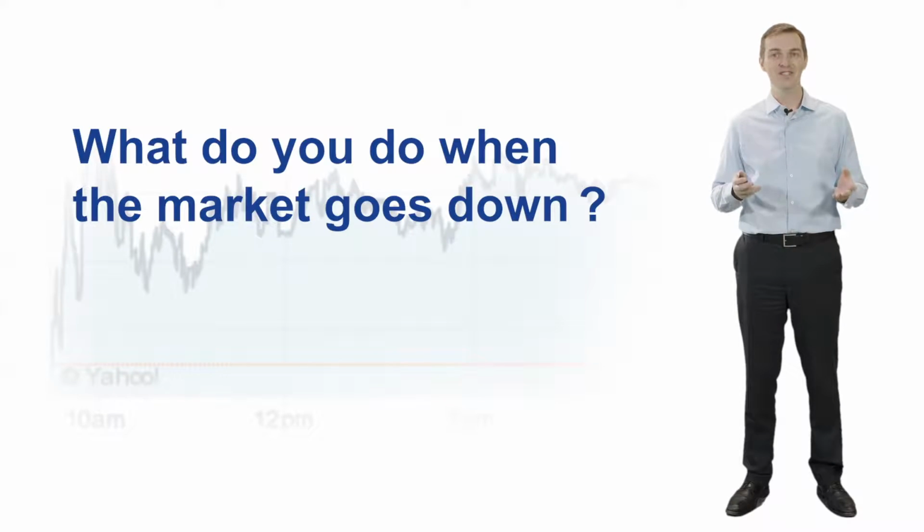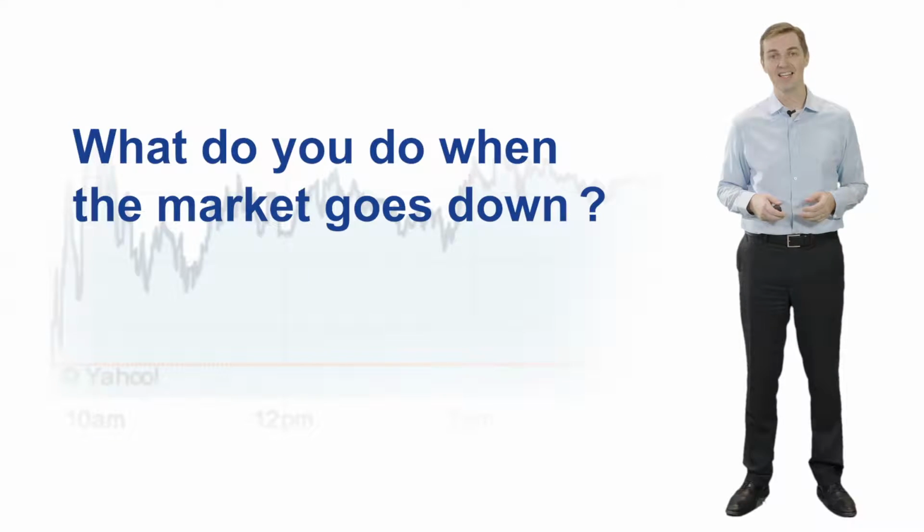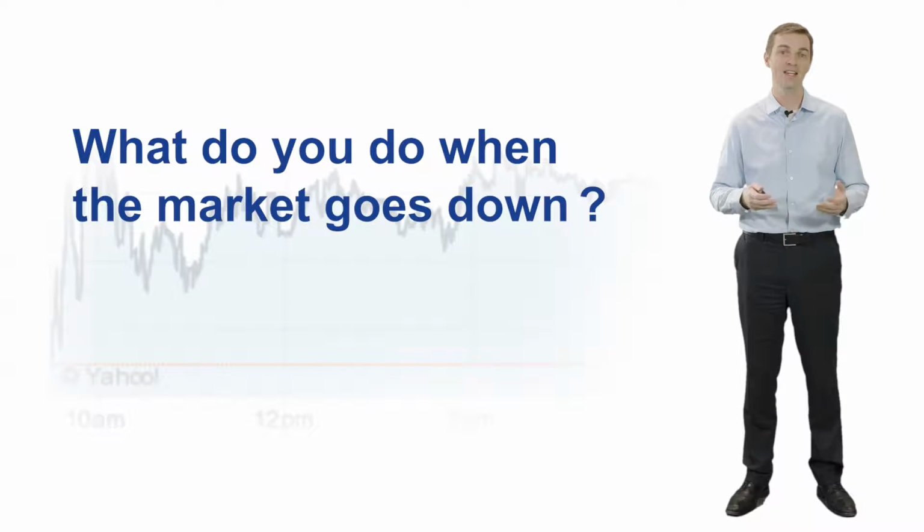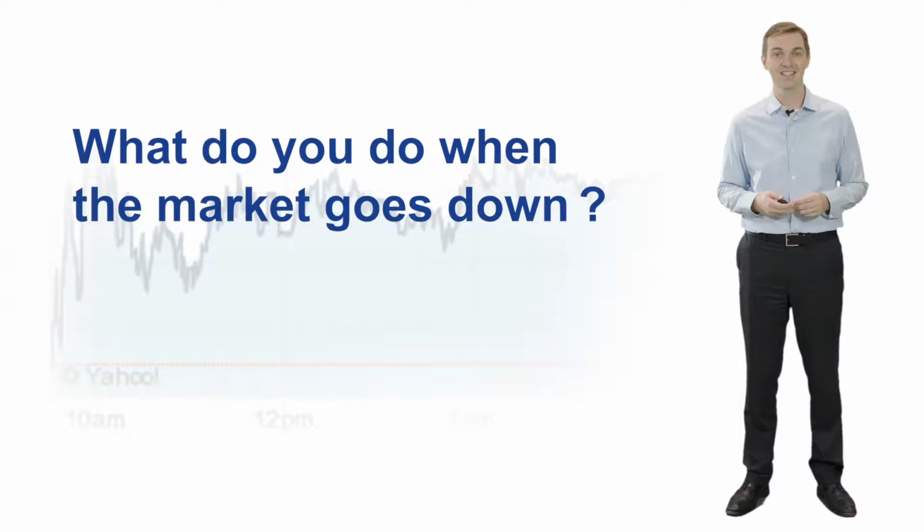Okay, welcome back. So a couple of questions to discuss. What do you do when the market goes down? Warren Buffett says he likes it when the markets go down. So why is that? It's because for him, things are on sale. He's able to buy quality merchandise at a discount price. So who wouldn't want this?